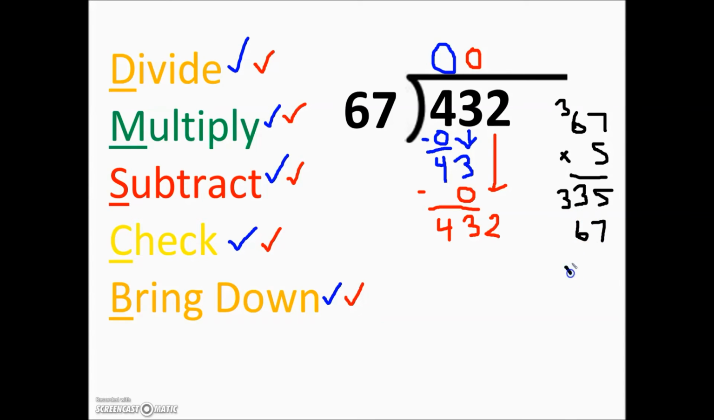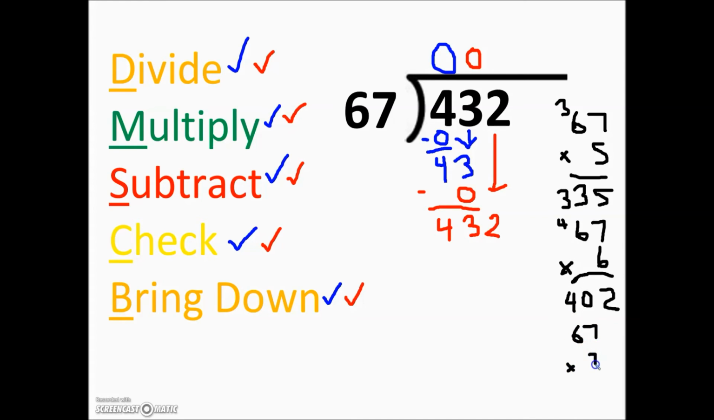67 times 6. I'm guessing and checking, and that's perfectly fine. 7 times 6 is 42. 6 times 6 is 36, plus 4 is 40, so I get 402. That's very close to this. Let me try 7 just to make sure.